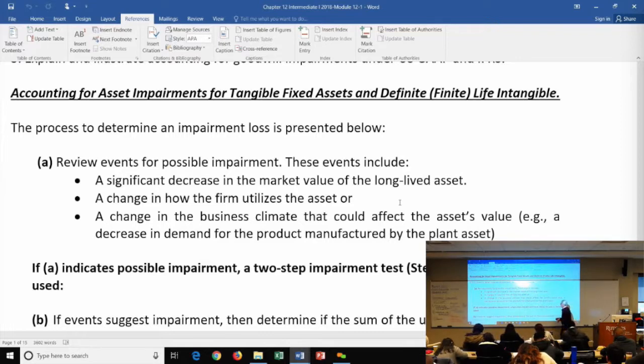Now, we always, in all cases, look at impairment indicators. There's always impairment indicators looked at every year, whether you have an annual test or not. So we have to think about whether or not there is a decrease in the market value of the long-lived asset. So has the asset lost any market value? Does the firm use the asset differently? So do they produce less with the asset than they did before? Is the asset maybe not even being used? Or has the asset been put out of service? And then finally, the business climate: has the asset value declined because the product that asset produces is no longer in demand by the market?